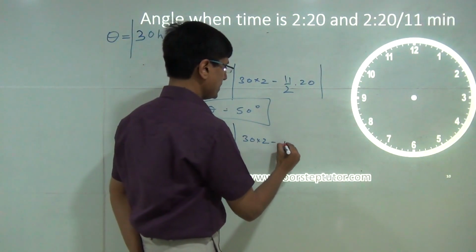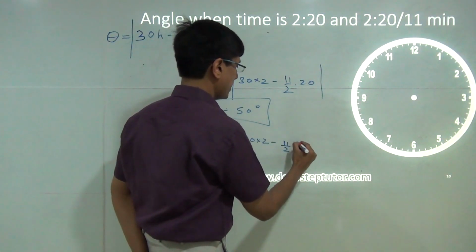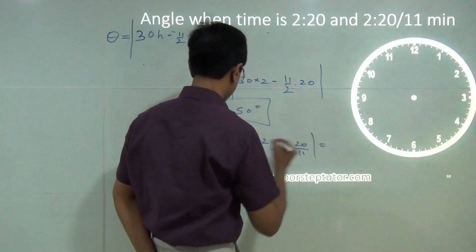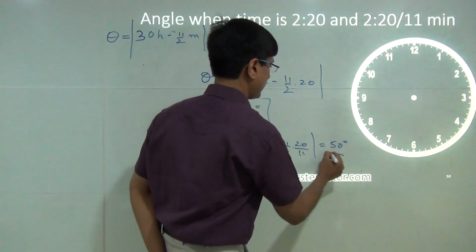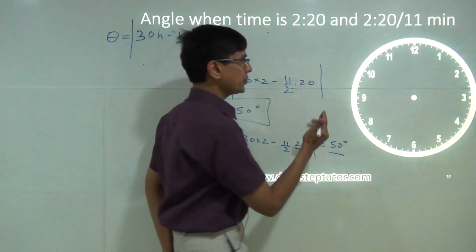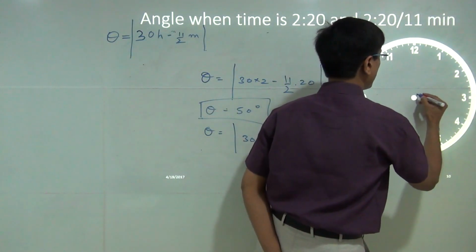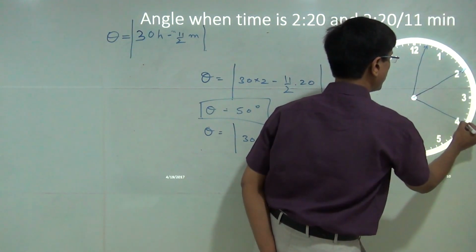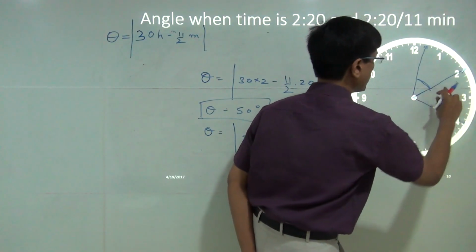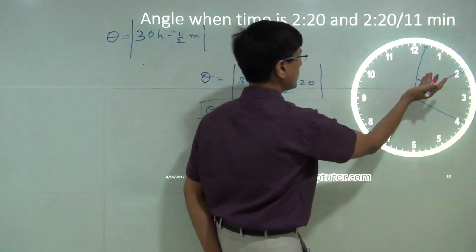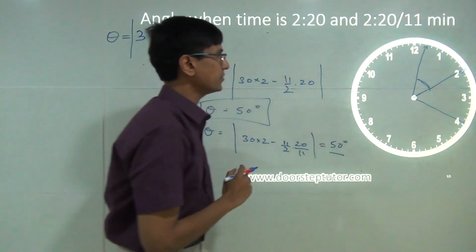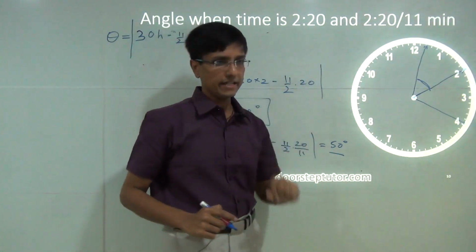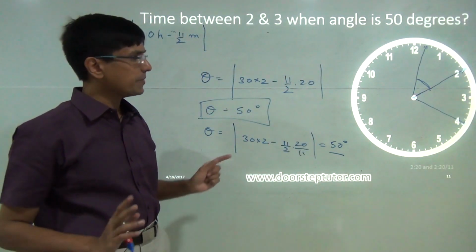30 into 2 minus 11 by 2 into 20 by 11. Again, this number will come out to be positive, so there is nothing to worry there, but we still get 50 degrees, which is to be expected, right? As I showed you, for most of the angles, there are two configurations where the angle would be the same. So there are two times where the angle would really be 50 degrees. This is to be expected, and those two times between 2 o'clock and 3 o'clock are these, and the angle is 50 degrees. That is to be expected.